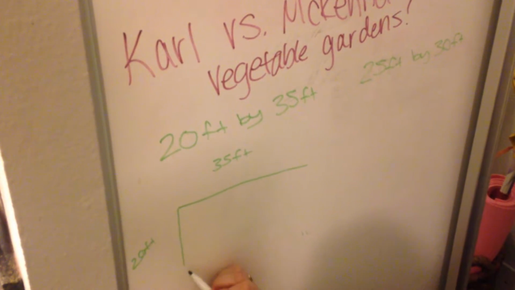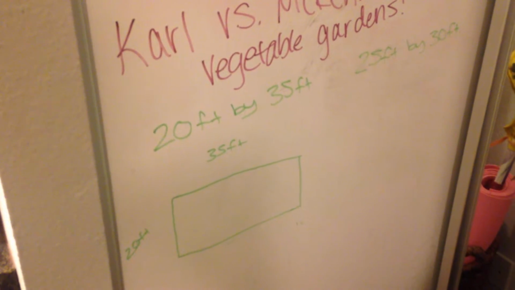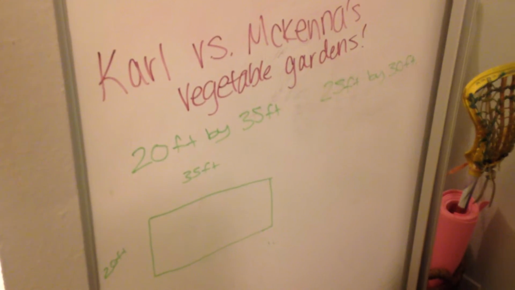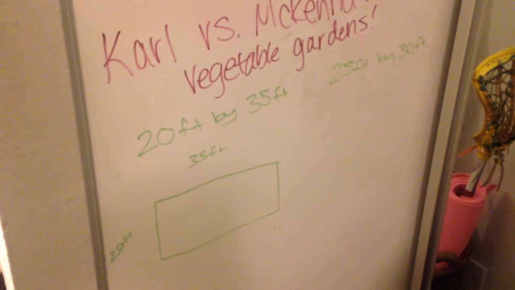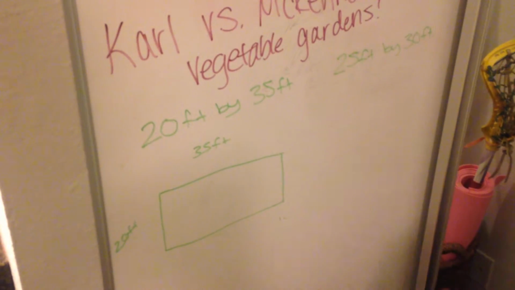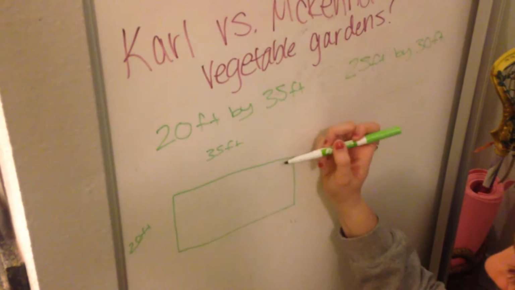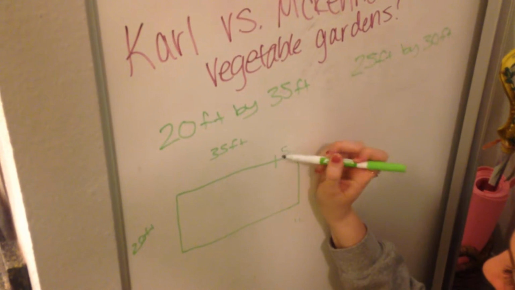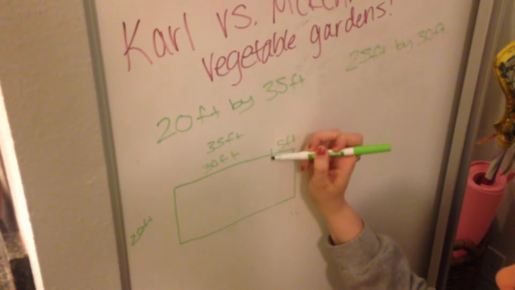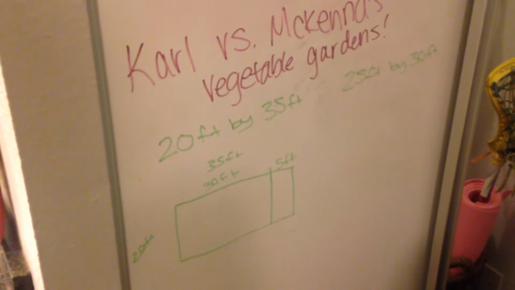20 feet. Rectangular garden. And an easy way to determine the area is to break up the side lengths into more manageable, friendlier numbers. So we can break 35 feet up into 30 feet and 5 feet. So here's 5 feet, and here's 30 feet. And we can leave 20 feet, I think, as is.